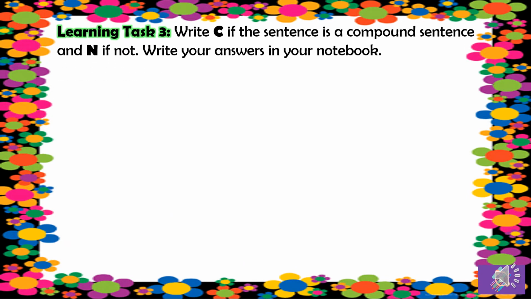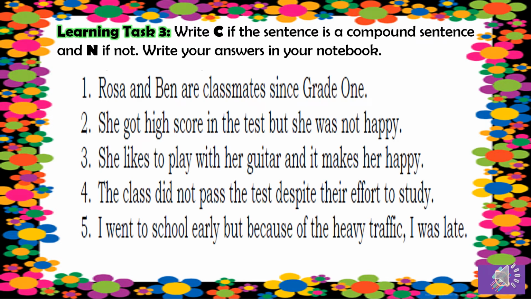For learning task 3, write C if the sentence is a compound sentence and N if not. Write your answers in your notebook. For number 1, Rosa and Ben are classmates since grade 1. Number 2, she got high score in the test but she was not happy. Number 3, she likes to play with her guitar and it makes her happy. Number 4, the class did not pass the test despite their effort to study. And number 5, I went to school early, but because of the heavy traffic, I was late.